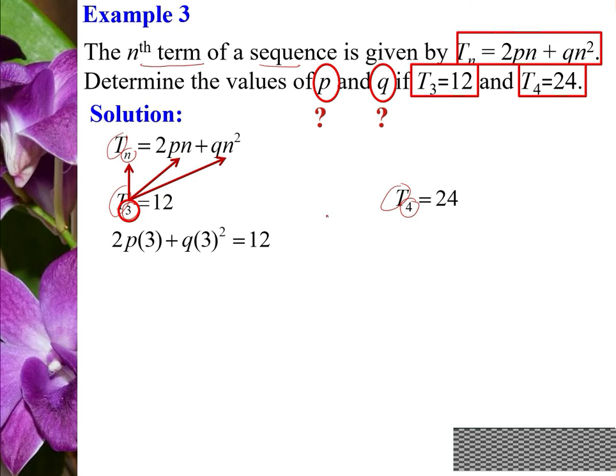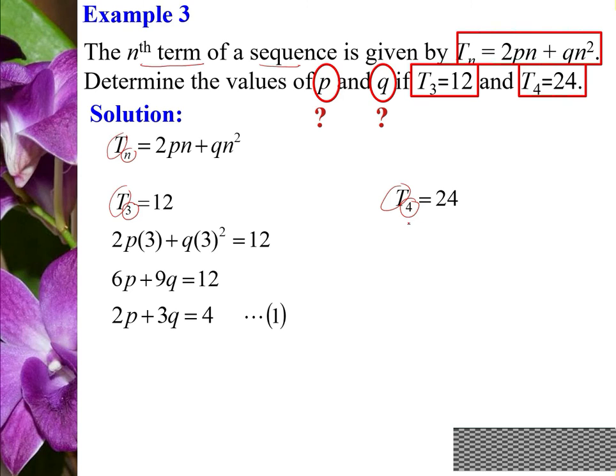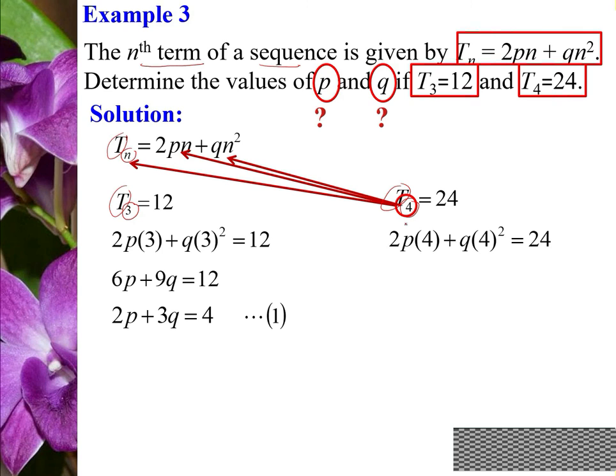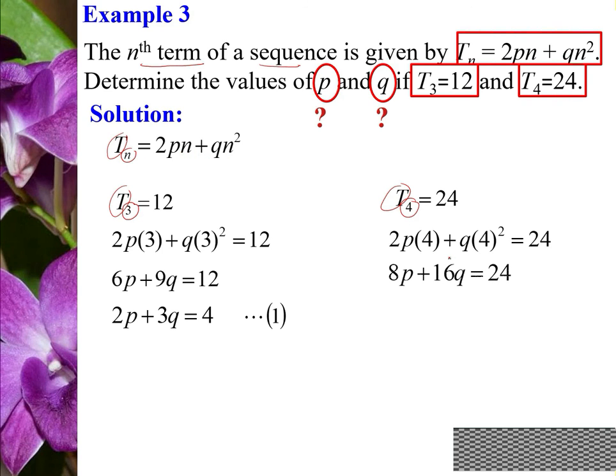Okay, so that's your first step. Simplify this to be an equation. Since you don't know the value of p and q, just call it equation 1. Next, for the fourth term, substitute in 4 into n and get your second equation. Simplify the equation until you get the second equation.